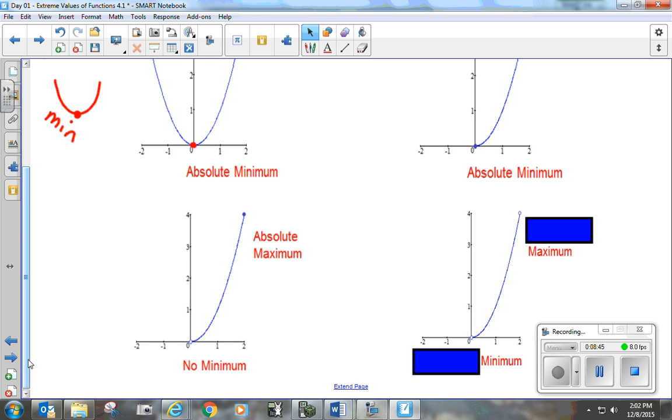So, what about this last one? Bottom right. No and no. Okay, in the bucket.